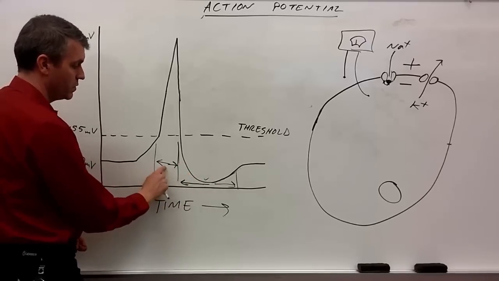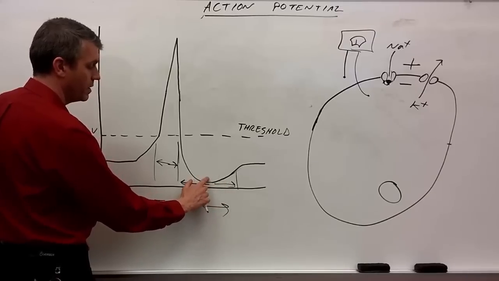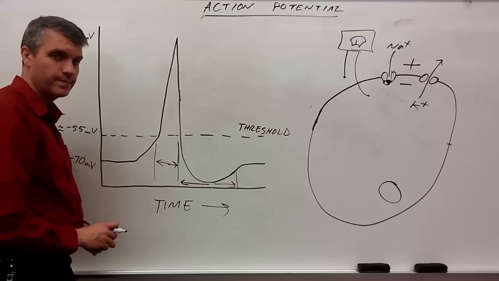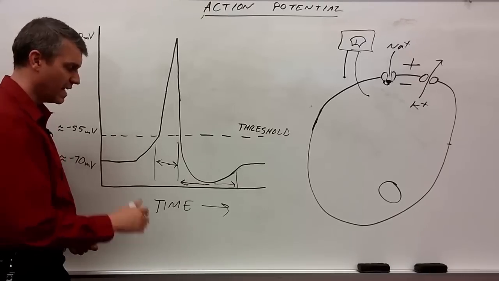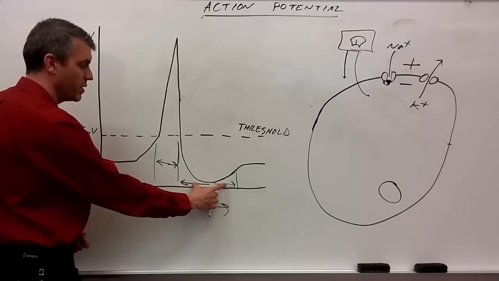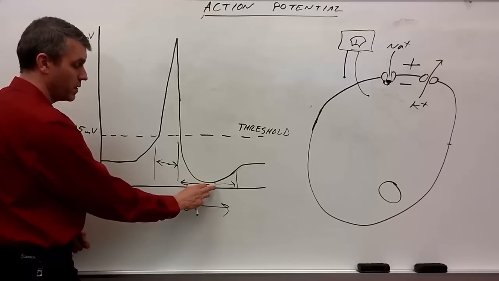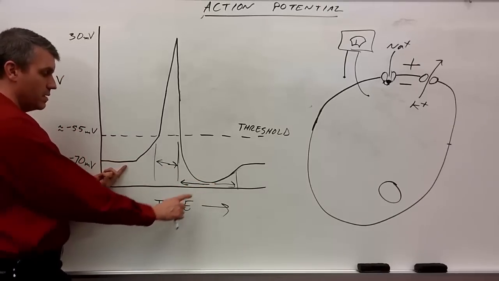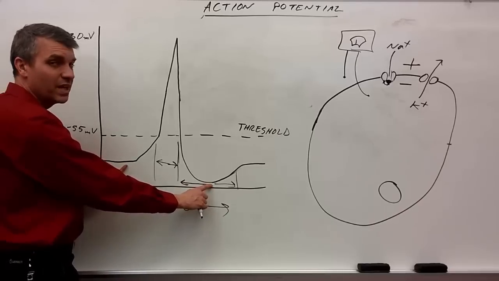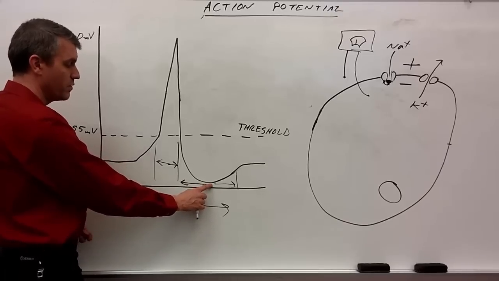And then since we mentioned that one, let's mention this one, this period here. What do we call that? And the answer to that is this is the relative refractory period. We might still be able to cause an action potential during this period, but because the membrane is hyperpolarized at this point, it would be a lot more difficult to cause an action potential to happen during this relative refractory period.